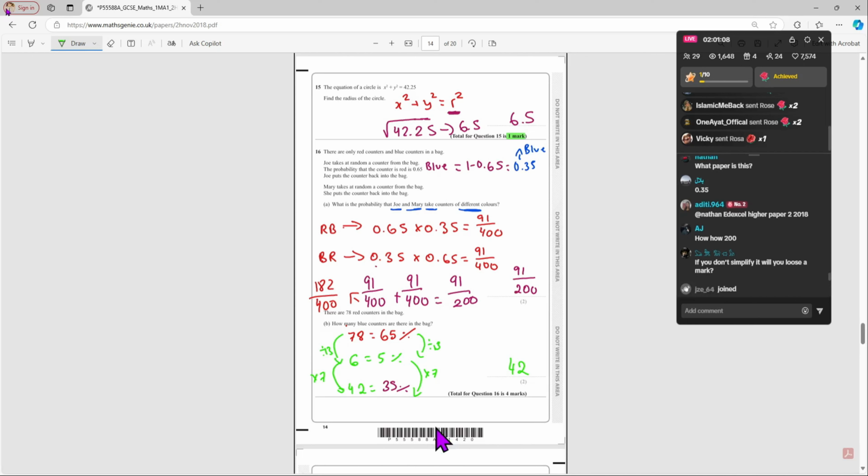If you don't simplify, will you lose marks? You will not lose marks, because in this question, it doesn't explicitly tell you to simplify. So you do not need to simplify it, okay?